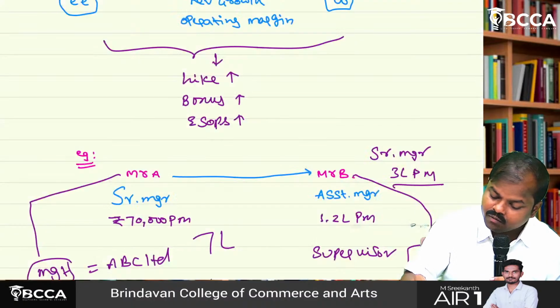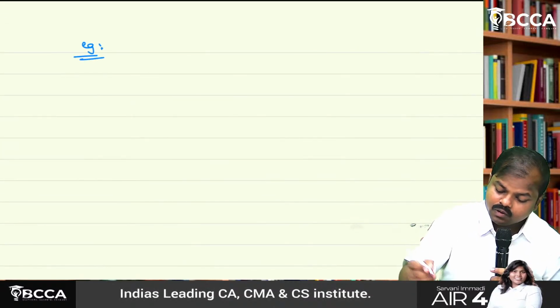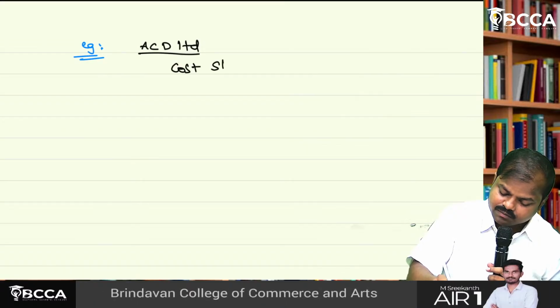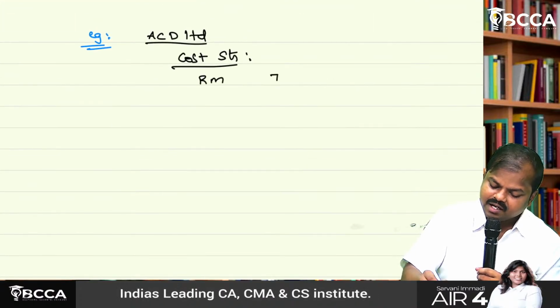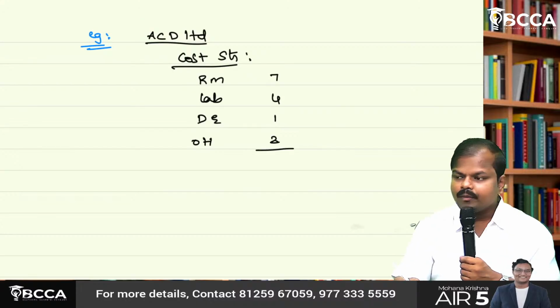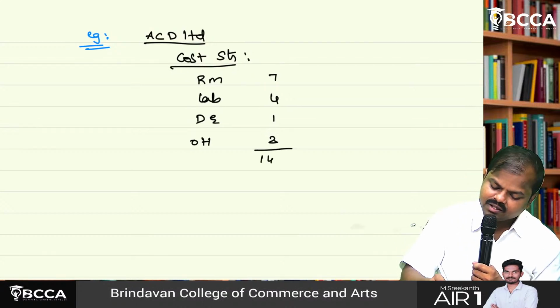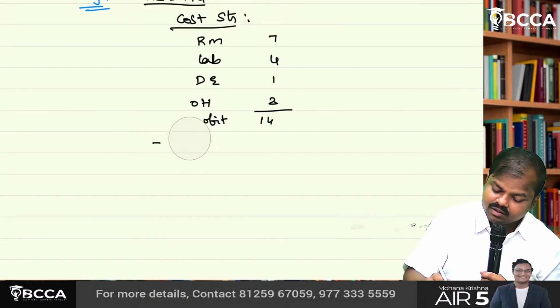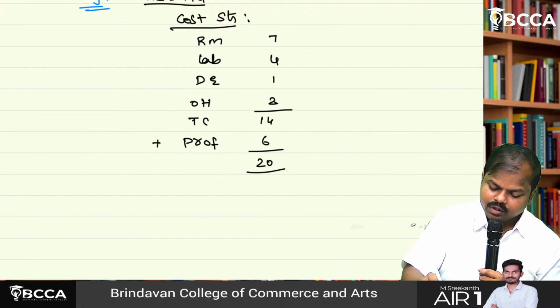Let's take one example. Company name ACD Limited. Their cost structure: raw material 7 rupees, labor 4 rupees, direct expense 1 rupee, overhead 2 rupees. How much cost? 7 plus 4 plus 1 plus 2 is 14. Sorry, extremely sorry, this is the total cost. Profit is 6 rupees, and 20 rupees is called the selling price.